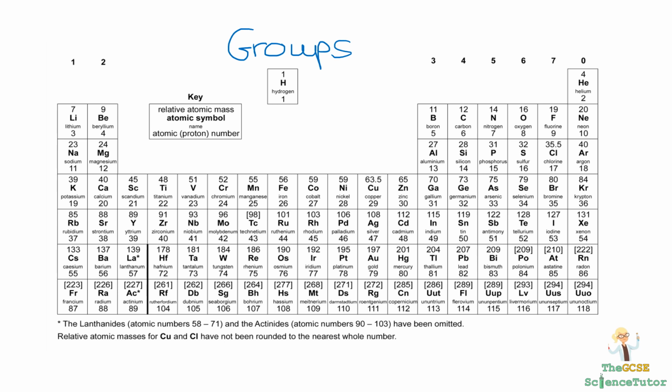We call the middle block the transition metals. They don't have a group number as such. The rows of the periodic table are called periods. So again, write the word periods on your periodic table.